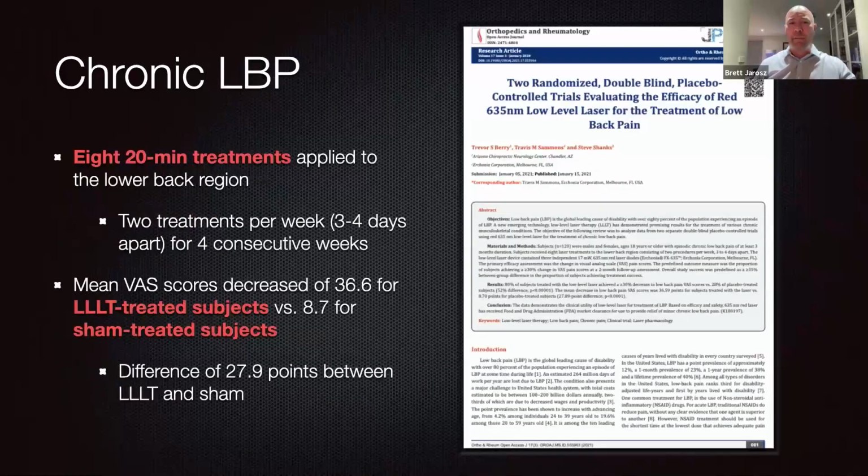And then the chronic low back pain study, 8 20-minute treatments applied to the lower back region, 2 treatments per week, 3 to 4 weeks. Very fortunate here. I will do a bit of a shout out. The primary investigator is a good friend and colleague of mine, Trevor Berry, who we're going to be very fortunate enough to get back into Australia this year in May, where Trevor and I will be doing 2 hands-on weekends together.